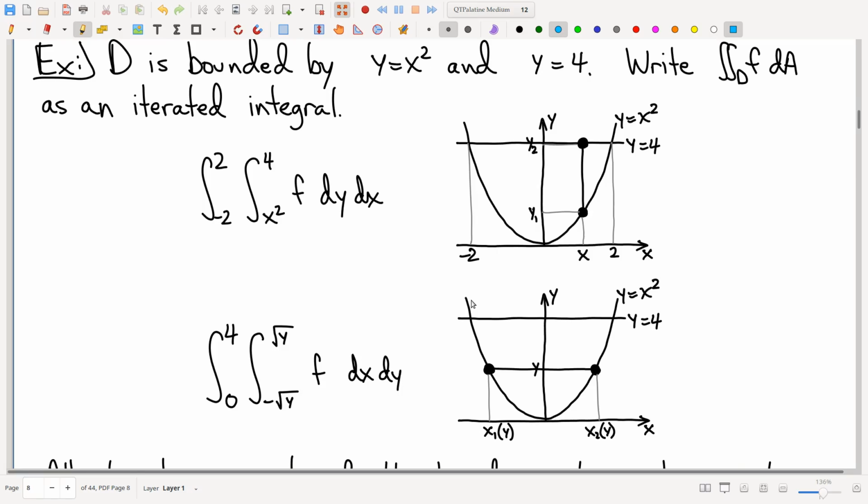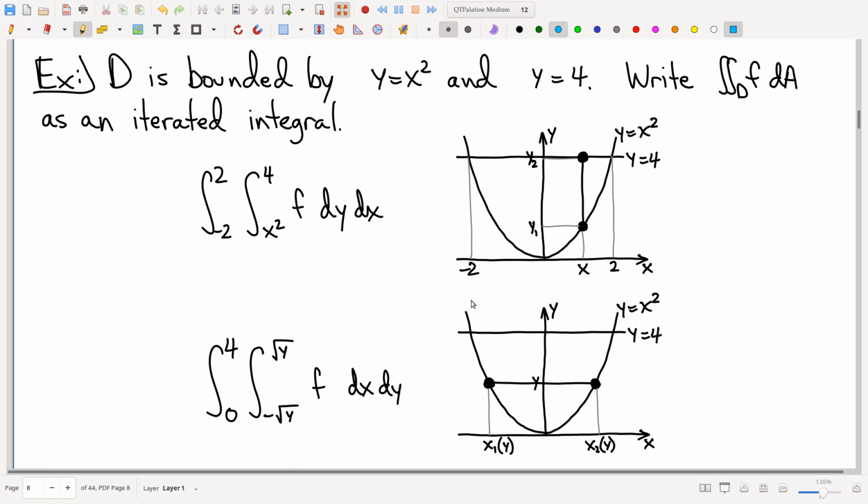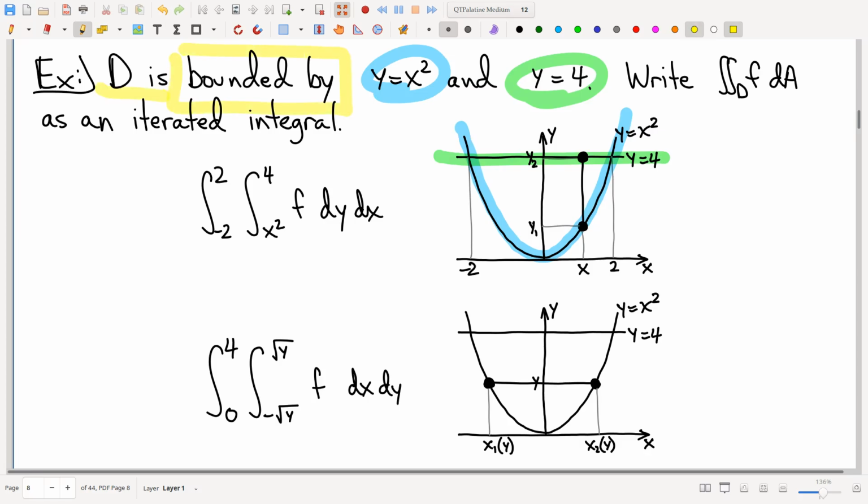Okay, so now I'm not going to go through all of the details of this example. I'm going to hit some particular highlights. I'm going to start with the language that we describe this example with. You see this curve y equals x squared. Fine, and you see this curve y equals 4. Cool. Now let's talk about what this means, bounded by. D is a set that is bounded by those two curves.